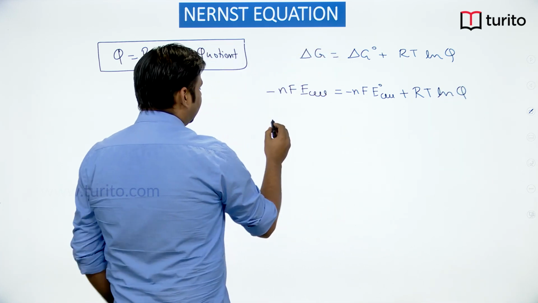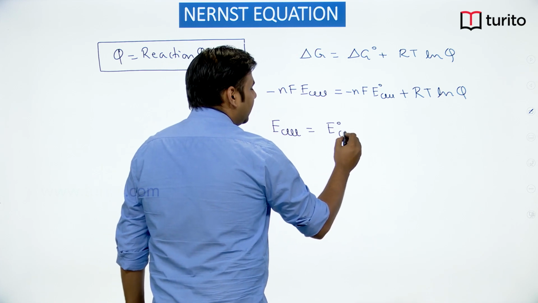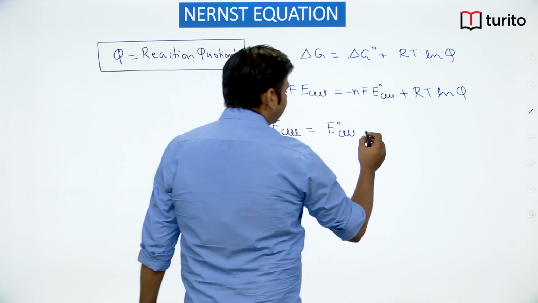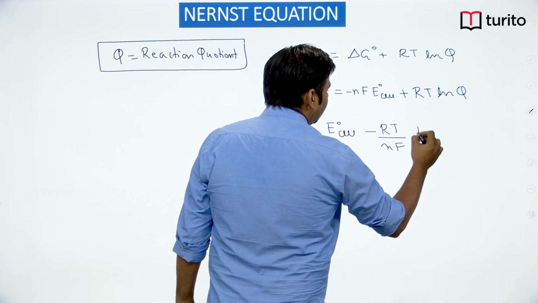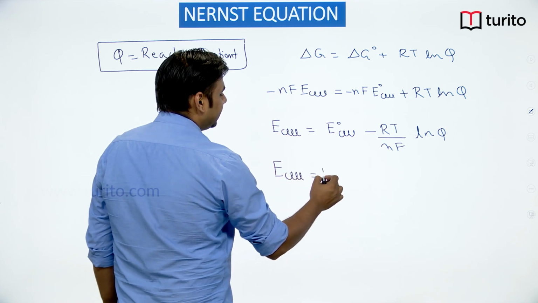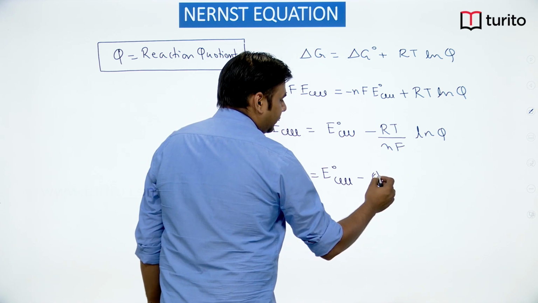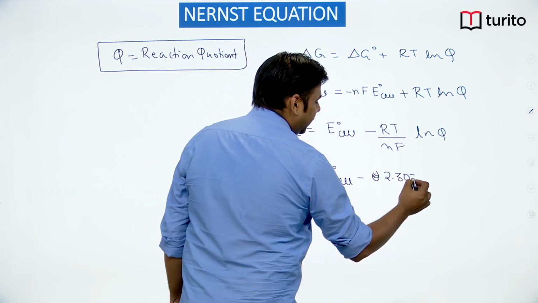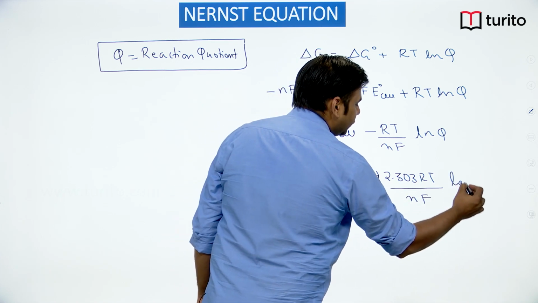If I write this out, I will write E cell as E naught cell. I am just dividing by minus nF, so this will become minus RT by nF ln Q. So I can write E cell as E naught cell, and I will change the ln to log, so this becomes minus 2.303 RT upon nF into log Q.